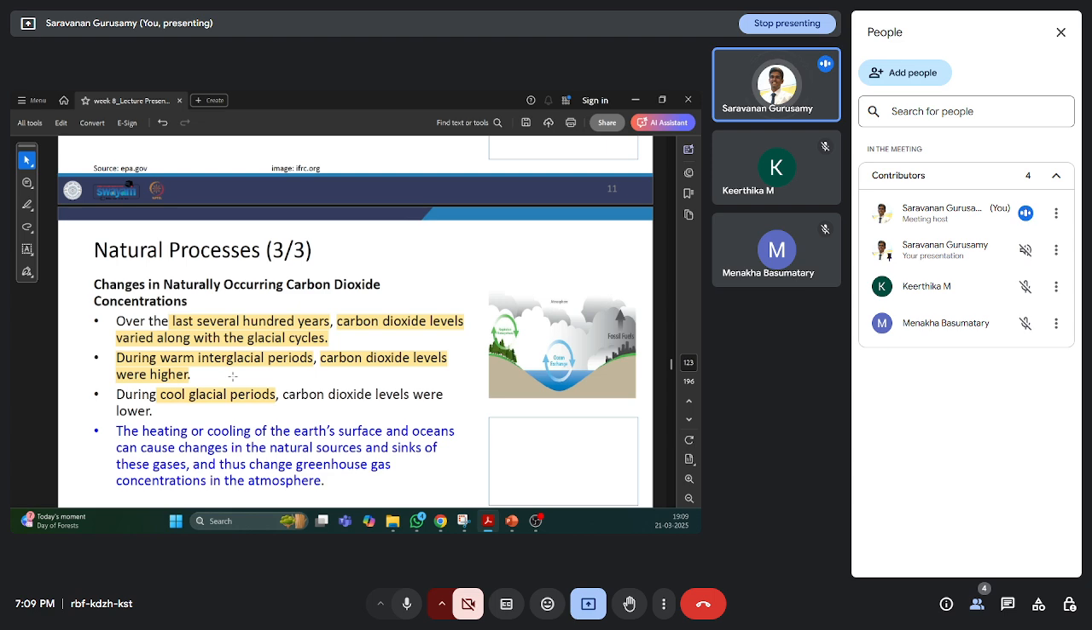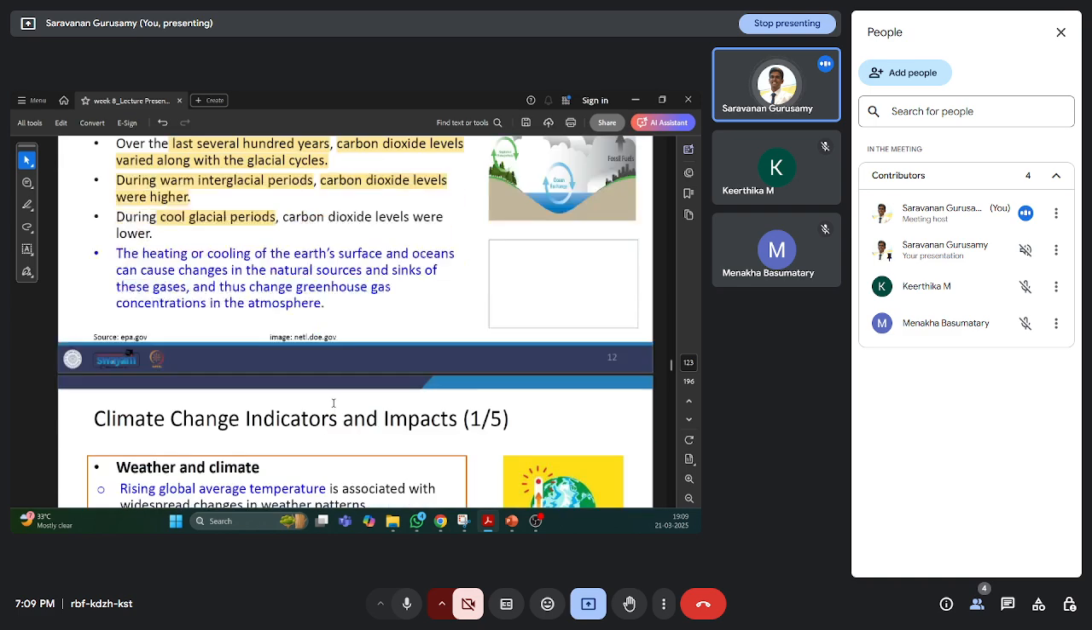Whenever there is an increase in the temperature, melting of ice may happen, and the entrapped carbon will get into the atmosphere. So again, increase in carbon dioxide is happening. That's why during warmer interglacial periods, carbon dioxide levels are higher, and during the colder glacial periods, carbon dioxide level will get lower. That's the impact of global warming on melting of glaciers.